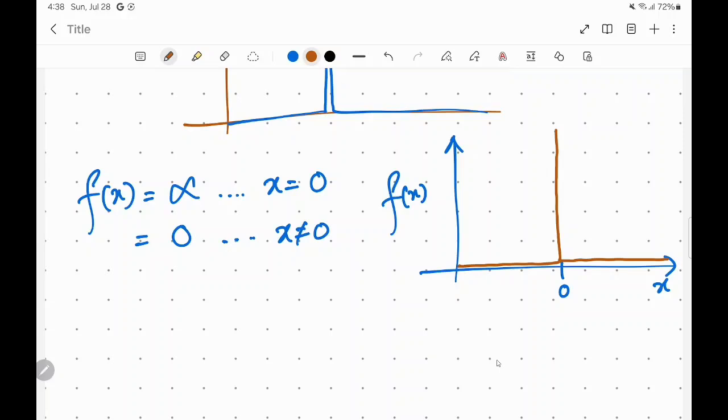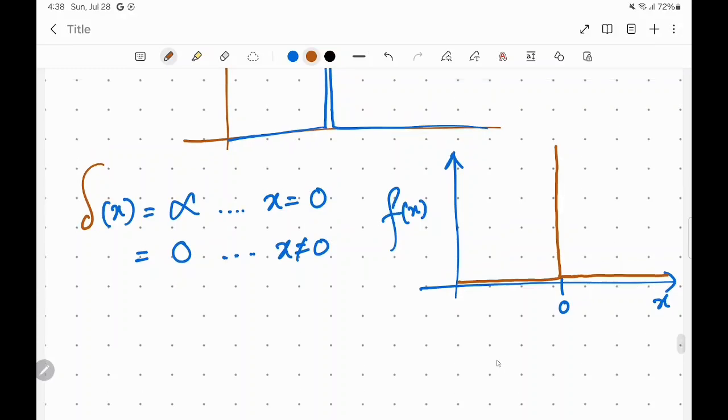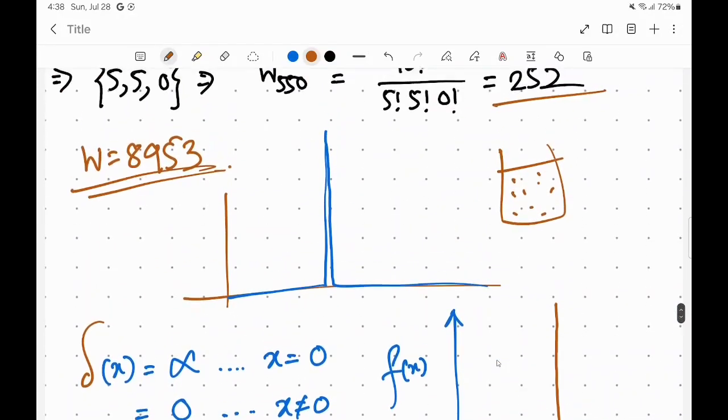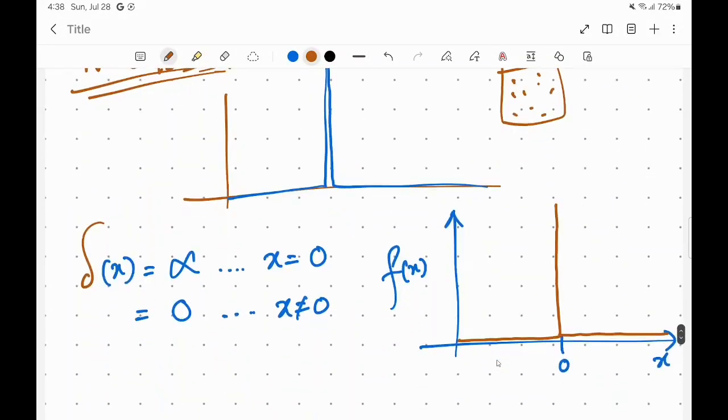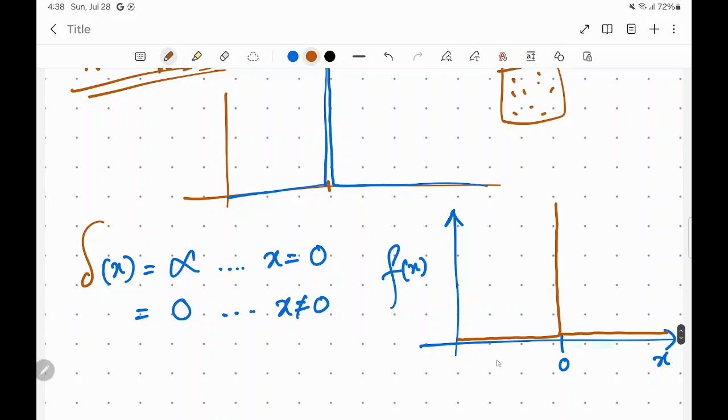So there is a peak at x equal to 0, and for the rest of the values it is 0. This kind of function is called the delta function, and it is written as delta x. So what does it mean? It means that only for a particular configuration the probability will be infinity, and for other configurations the probability will be 0.